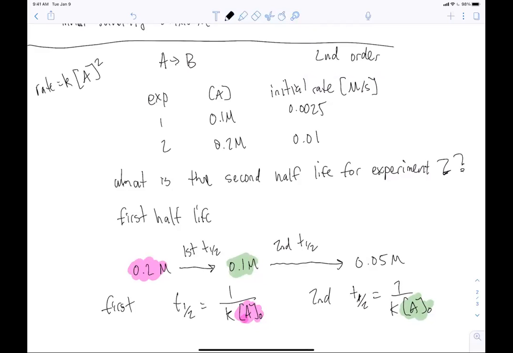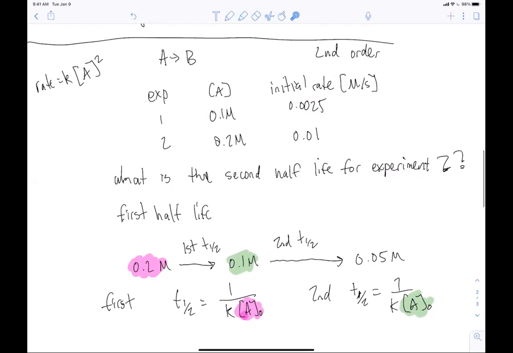Yeah, and so you can take any one of these data and plug it in. So you plug in, for example, 0.0025 for the rate and 0.1 for A and square it. And then you can solve for K in that way.